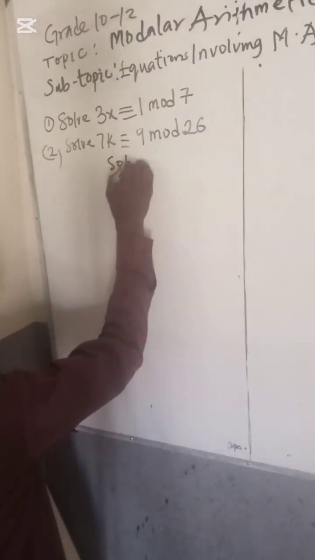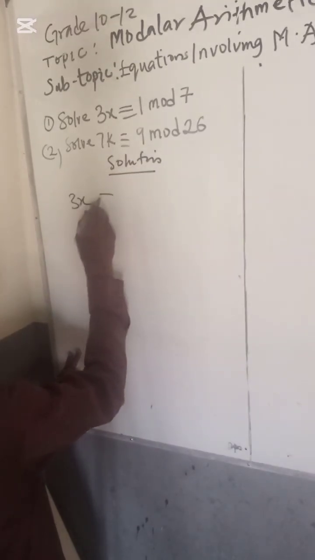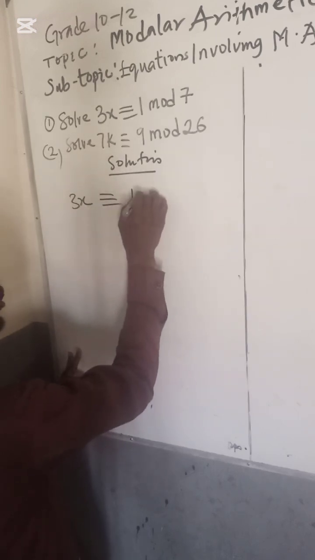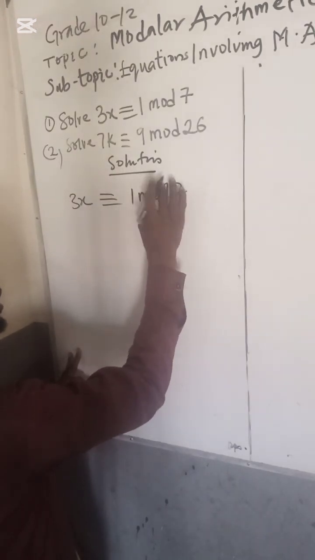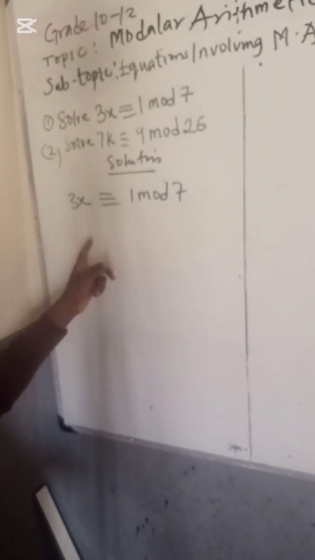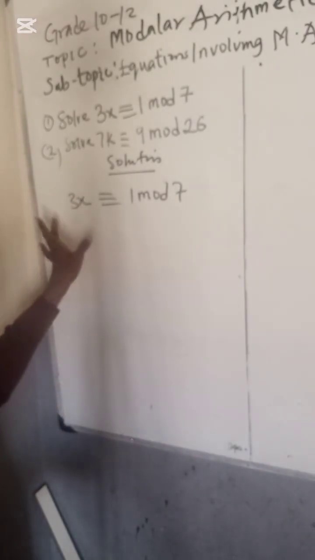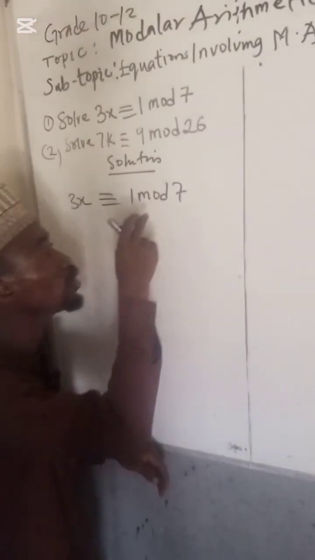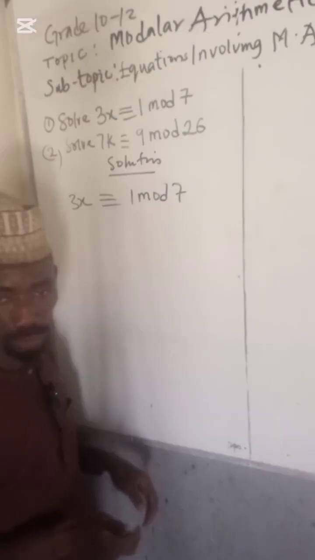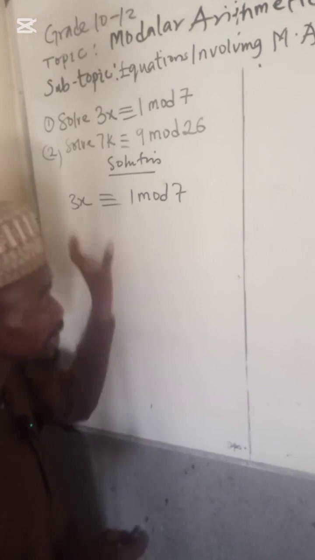Solution to the first question. It says 3x is congruent to 1 mod 7. So the unknown here, mathematics student, we already know the unknown here is x. And remember in modular arithmetics, for you to isolate the unknown, you have to look for the inverse of the coefficient. Because here you can say divide both sides by 3. Why? You are working with mod 7. So you can't do algebraic division here. You have to follow modular arithmetic division.